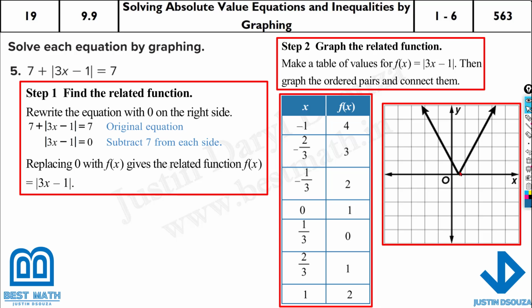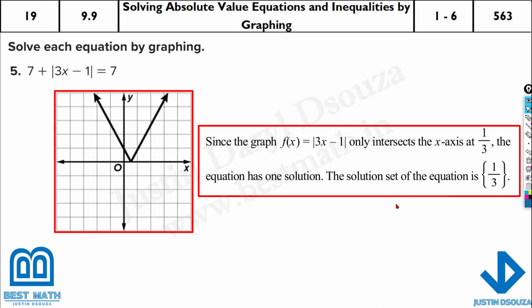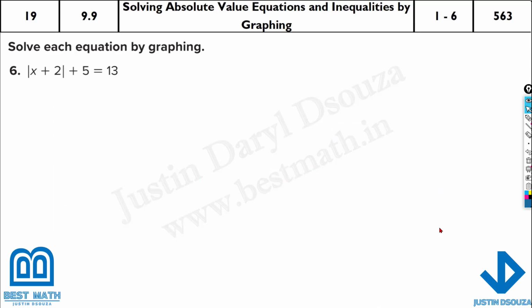And whenever this becomes alone, see the 7 and 7 cancels, it's equal to 0. That means there will be only one solution. You won't have two. So here as well, you can see it only touches one time on the x-axis. This is the solution. It's 1/3.